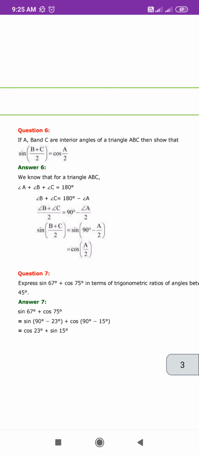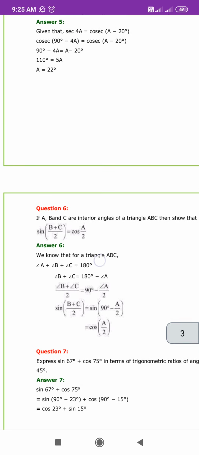So see, all of you. If A, B and C are interior angles of a triangle ABC, then show that sin of (B plus C) upon 2 is equal to cos of A upon 2. Means ABC is a triangle, angle A, angle B and angle C are interior angles, and we have to prove that sin of (B plus C) upon 2 is equal to cos of A upon 2.